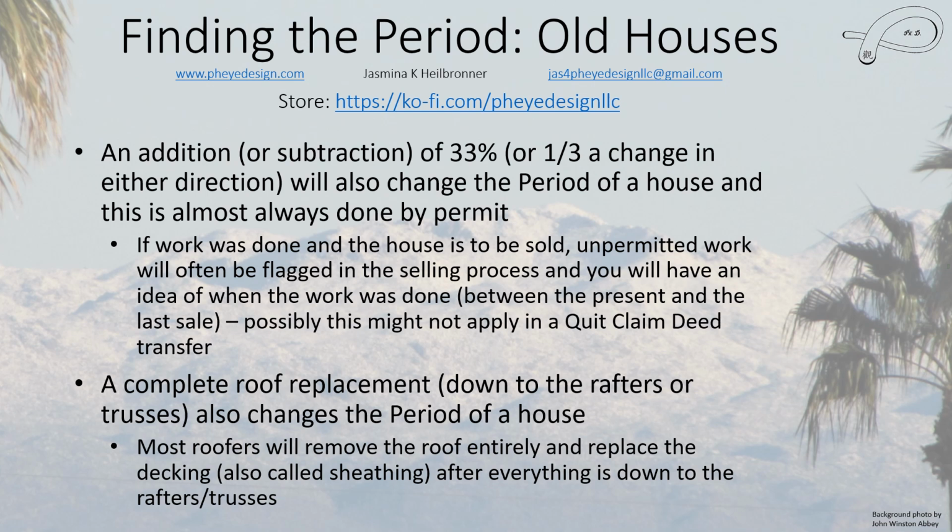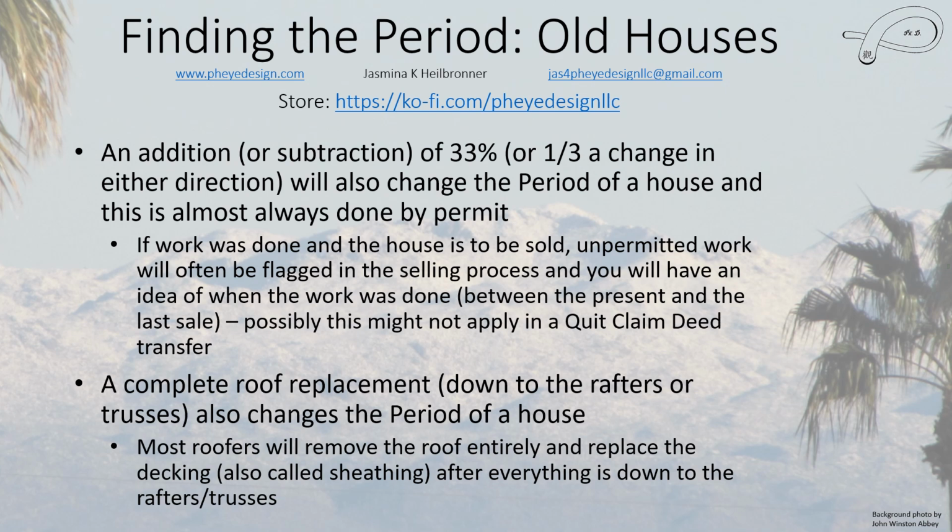You have to make the roofers, and put this in your contract, that they can only remove half the roof and replace the decking before they remove the other half of the roof. They're going to hate you, but you need to be there. Make sure that's what they do, because otherwise they can change the period of your house. So that is something you need to be cognizant of.